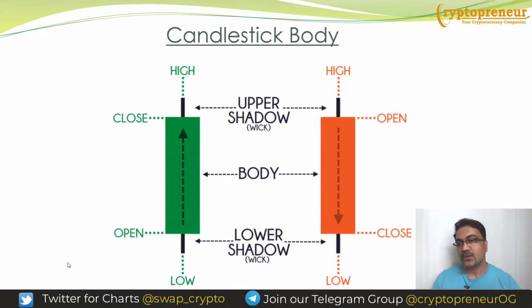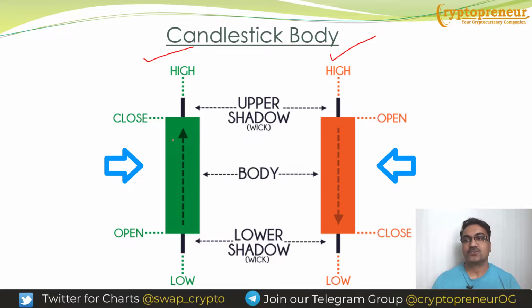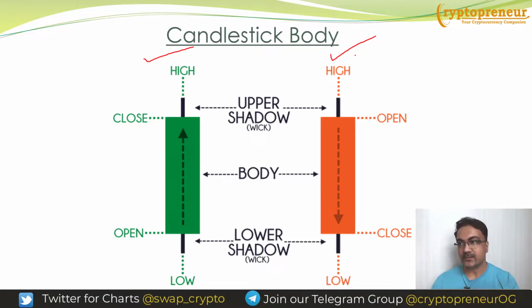So now I'll tell you what exactly the elements of a single candlestick are and what the parts of it are. Okay, on the left side you see a green candlestick, on the right side you see a red candlestick. A green candlestick we can say is a bullish candlestick, and a red candlestick is always a bearish candlestick. So this is the first important part. Then you see a green colored structure here. This is called the body of a candlestick.